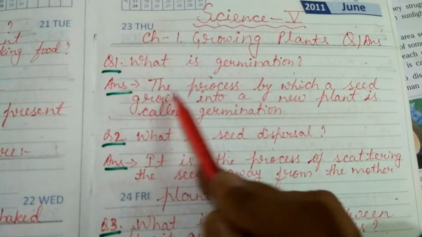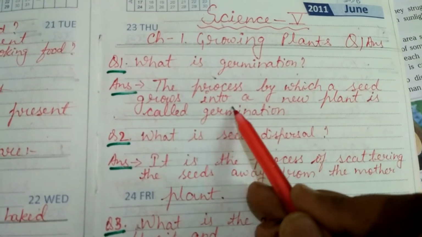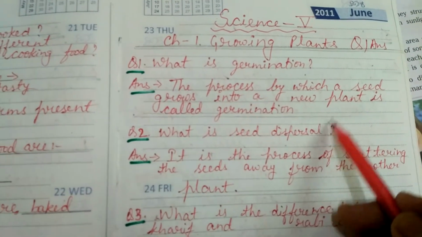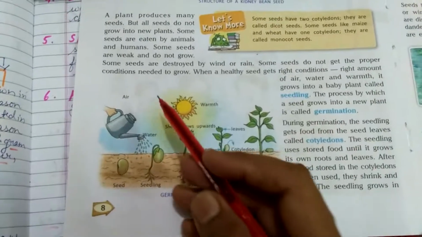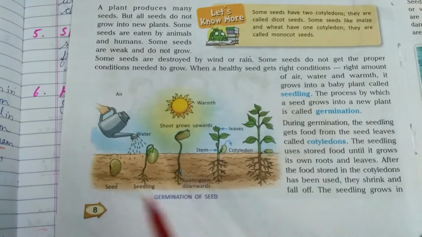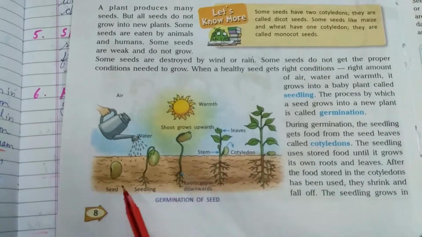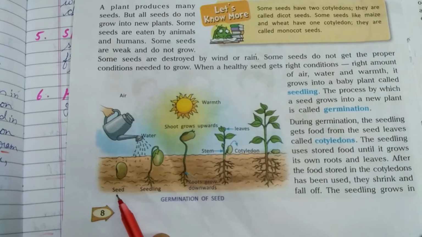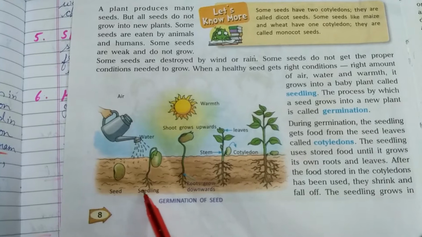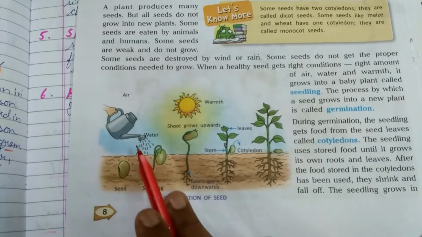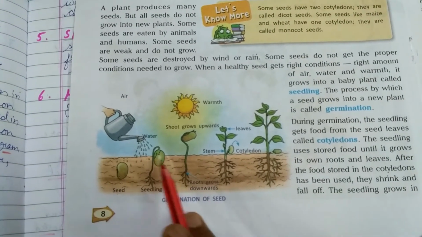So the answer is the process by which a seed grows into a new plant. It is called germination. Along with this answer, in the white page you are going to draw this complete diagram in which you can see the stages of germination. First the seed is sown in the soil, then it slowly develops into a seedling. As we can see, the roots are coming out, and we have to water the seed also.